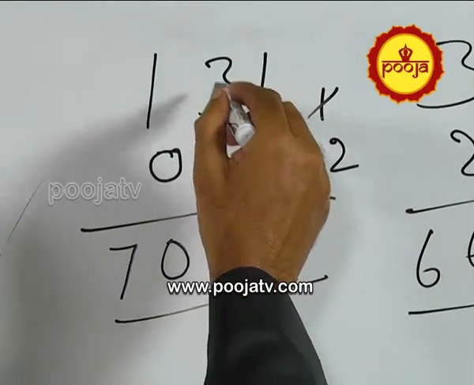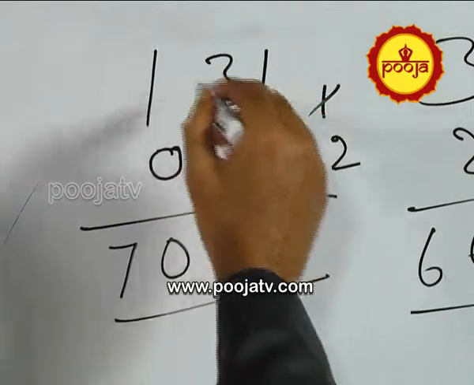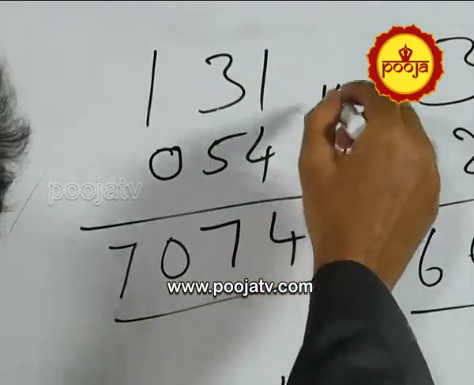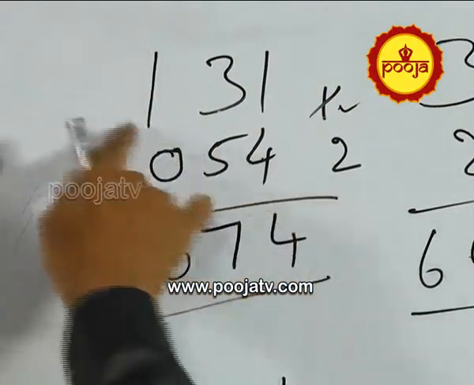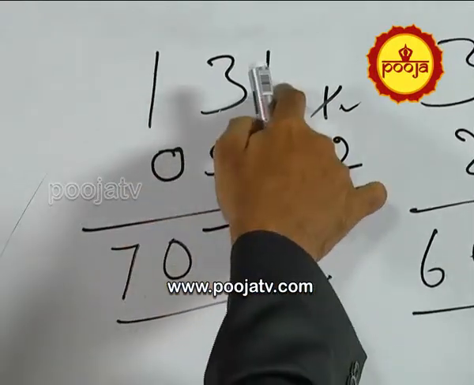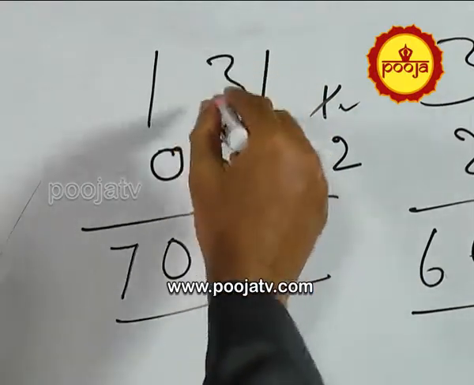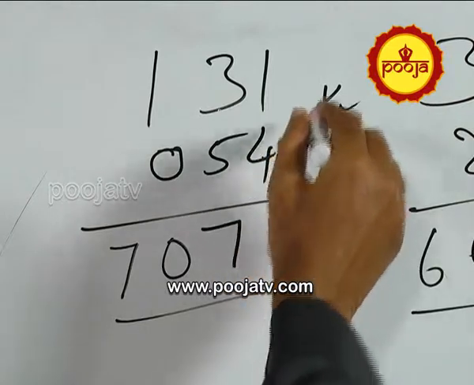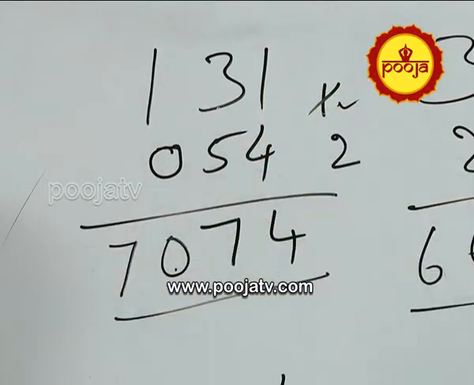Next 4 into 3 is 12, sorry, 5 into 1 is 5, 12 plus 5 is 17, 7 here, 1 outside, okay. Next all the 3: 4 into 1 is 4, 0 into 1 is 0, that is 4, plus 5 into 3 is 15, 15 plus 4 is 19, 19 plus 1 is 20, so 0 here, 2 outside, okay.